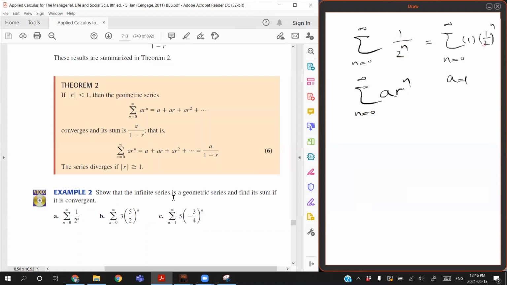And it's clear that the common ratio r is 1 over 2. And 1 over 2 is somewhere between -1 and 1. So this series converges to a over 1 minus r. It's going to be 1 over 1 over 2. It's going to be 2. Is that clear?